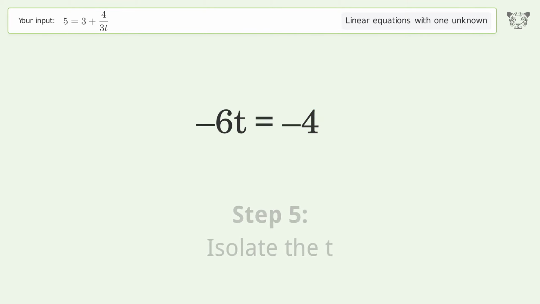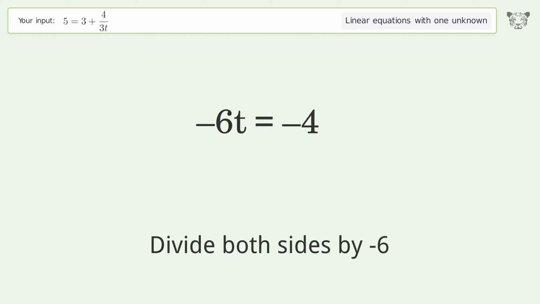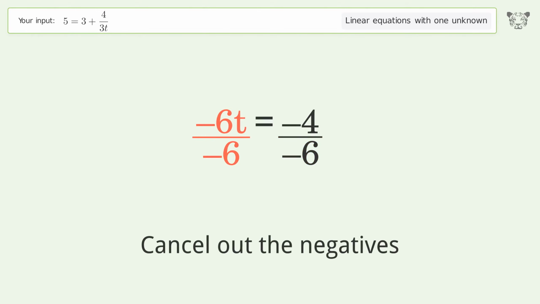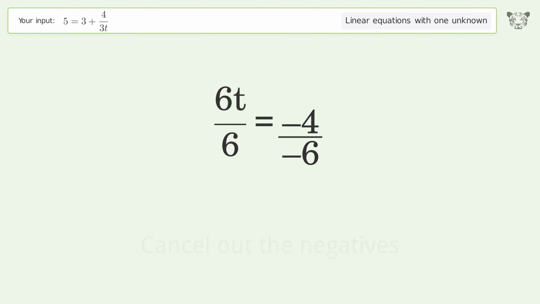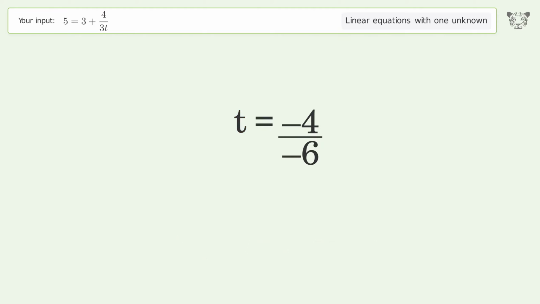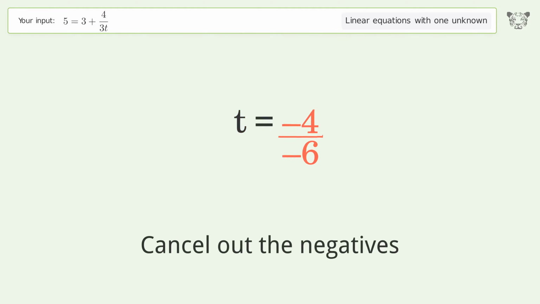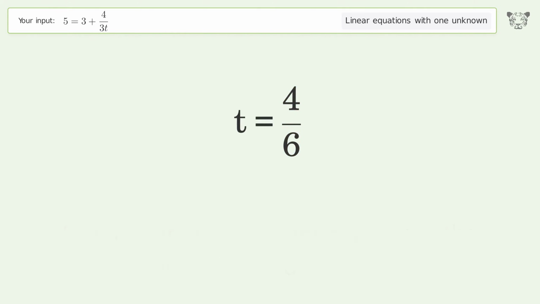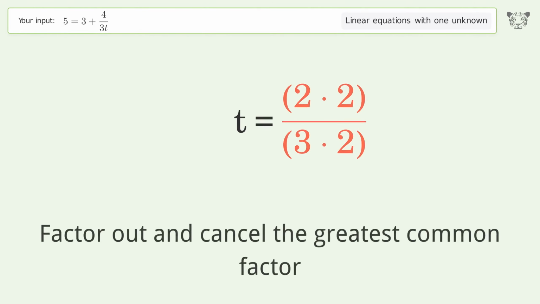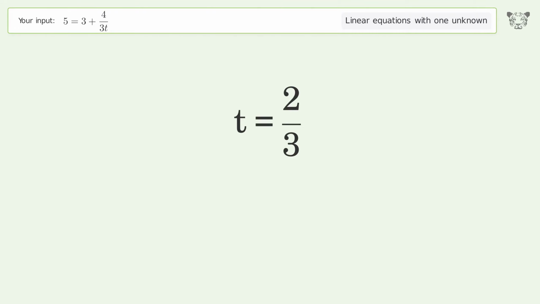Isolate the t. Divide both sides by -6. Cancel out the negatives. Simplify the fraction. Cancel out the negatives. Find the greatest common factor of the numerator and denominator. Factor out and cancel the greatest common factor. And so the final result is t equals 2 over 3.